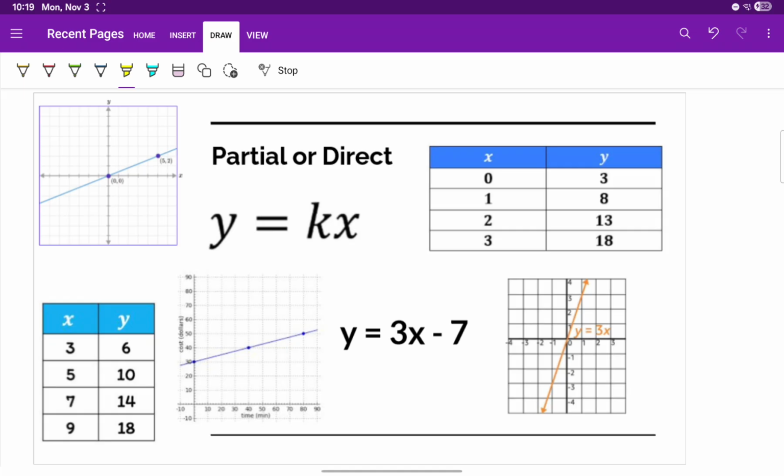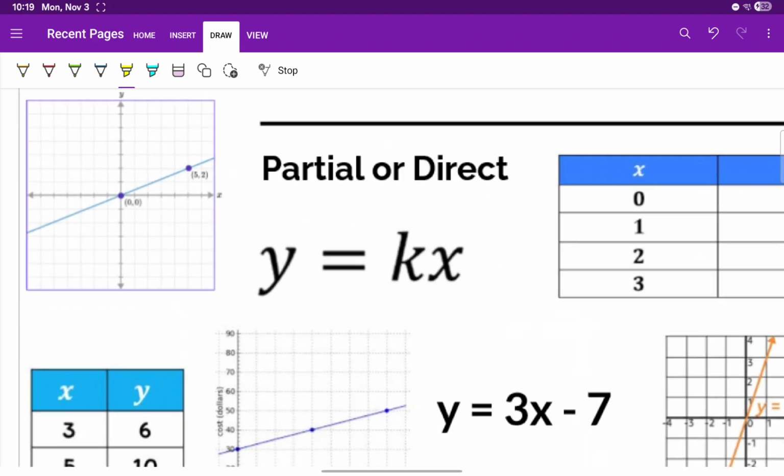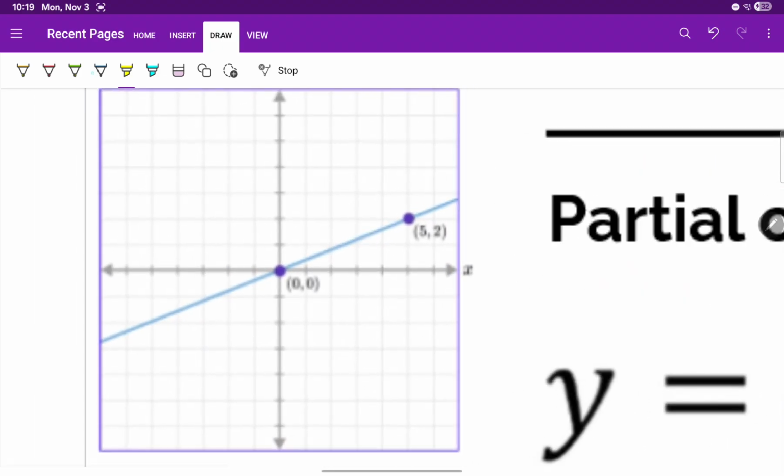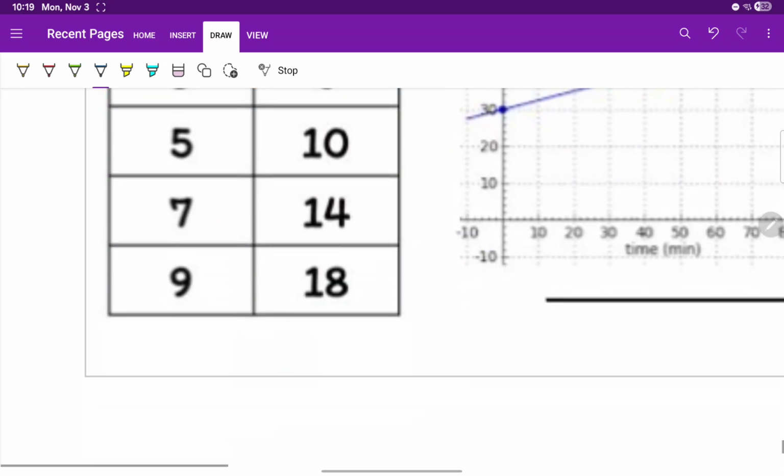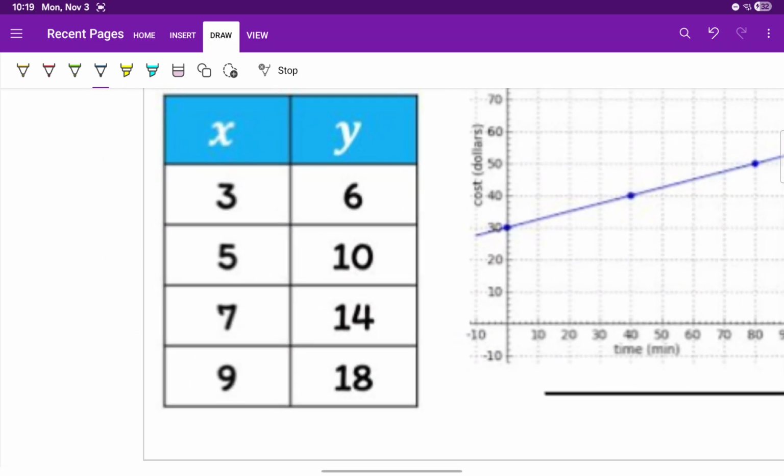Okay? So let's do each one of these. Partial or direct. So look at this one. Where does it go? This one goes through the origin. So this one is direct. It goes directly through the origin. It has the point 0, 0. Okay, that one is direct. We're going to scroll down. We're going to take a look at this one.